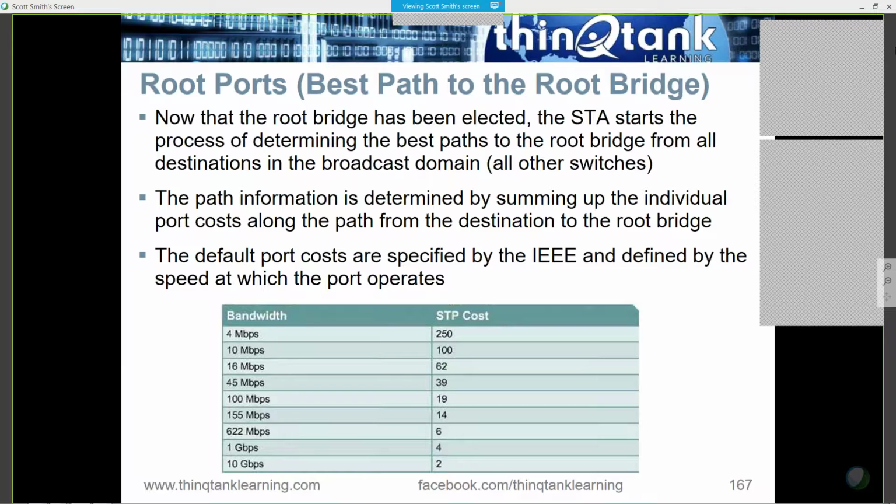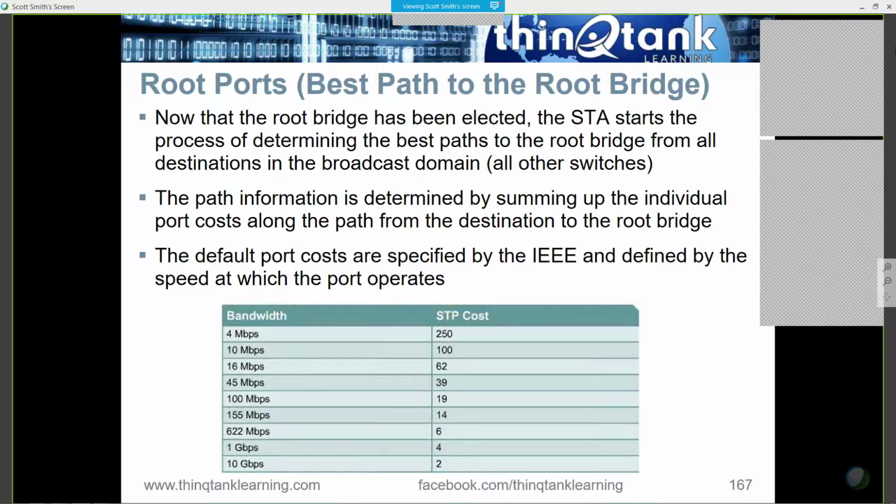A root port is defined as a port on a switch that provides me the best path to the root. And these paths are based on cost. There's a table here. You can see the different spanning tree cost values. This is an IEEE specification. Cisco follows this, so this is not just Cisco specific. Everybody pretty much follows the same specification.